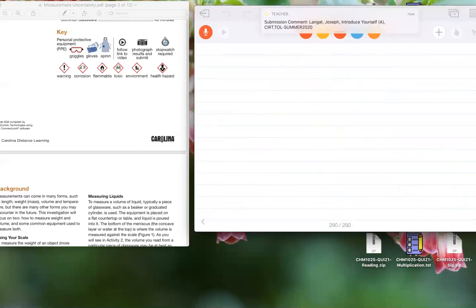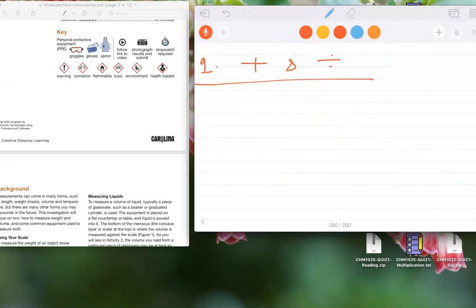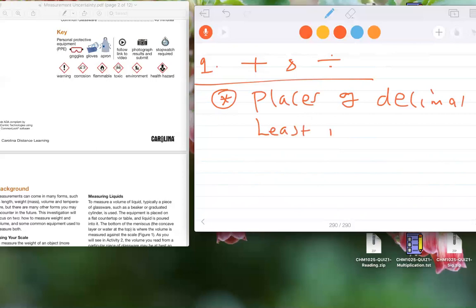Let's start off with addition and subtraction. In this category, you may want to make your notes: places of decimal. The least number of decimal places determines how many places you'll have in your final answer.